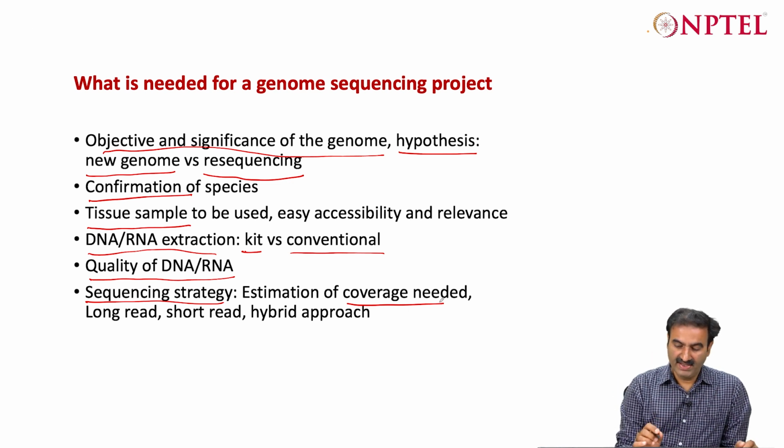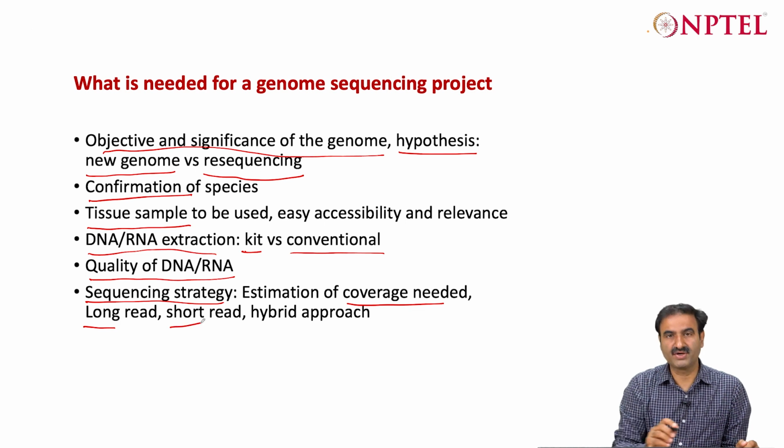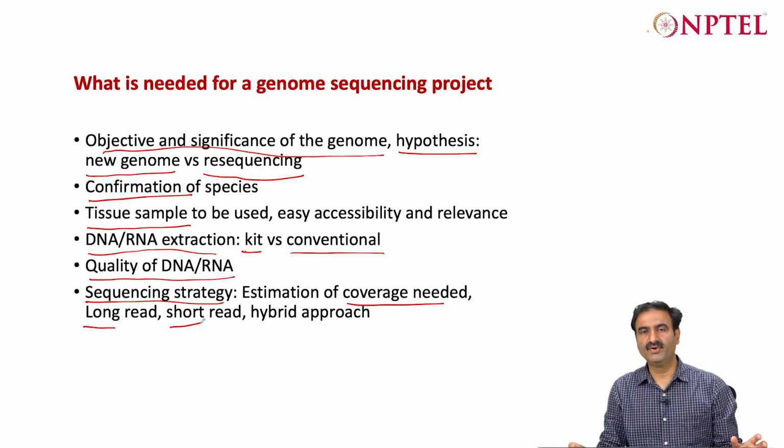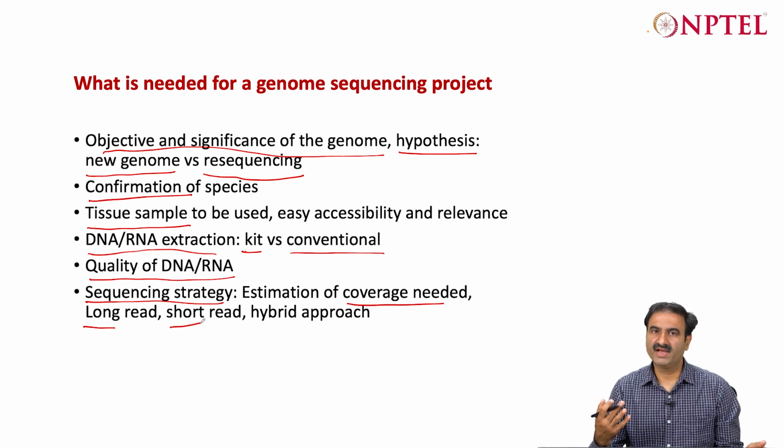In that estimation you also have to look at how much should be long read and how much should be short read, because ultimately you will be going for the hybrid assembly approach. The balance, or the appropriate quantity of the two, is very important, because that will decide what assembly statistics you will reach at the end. If your assembly statistics are not good enough, you may not go for chromosomal or Hi-C sequencing.